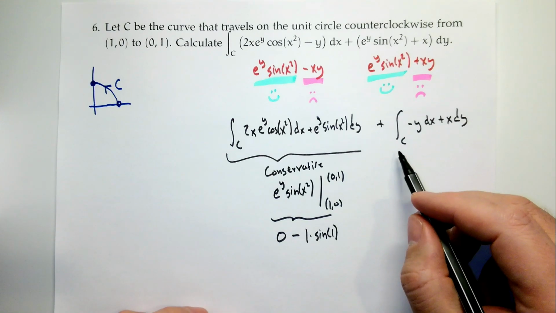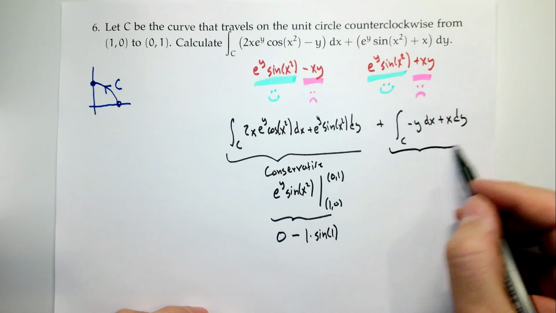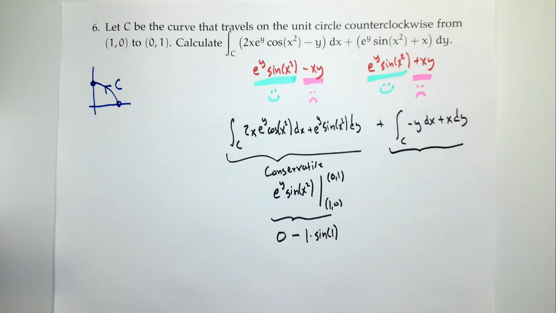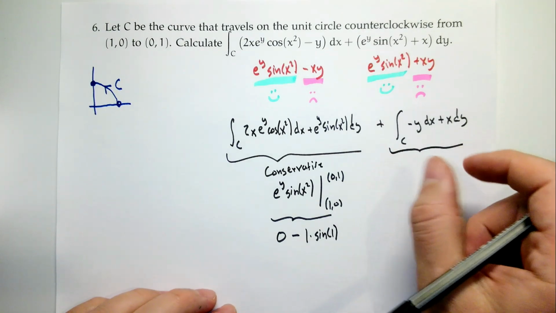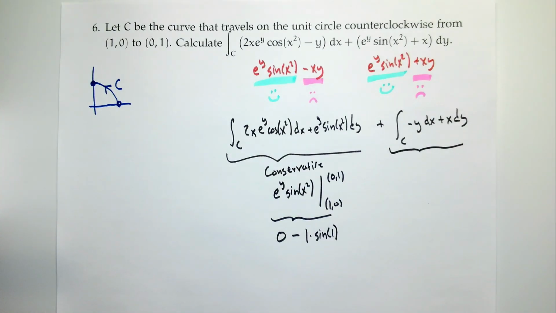Now, for the second piece, what do we do? Well, now we say, look, it's not conservative, so we can't use the tools. But let's not use the tools. We've simplified it. The part that's left is a lot easier to work with. What we don't have is a parameterization.